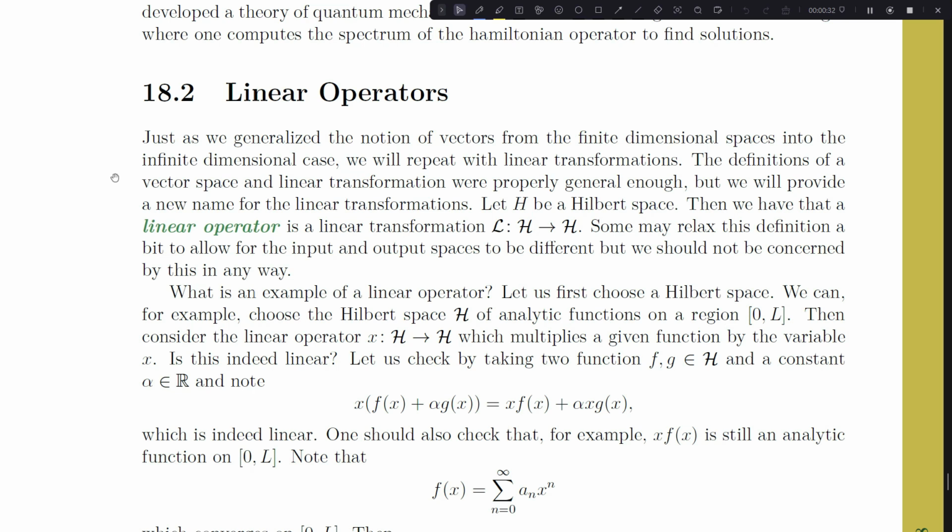Okay, hello again. We're moving on to section 18.2. I'm working with a new writing tablet today, so you'll have to let me know if you notice any differences. I haven't really noticed too many myself, but you'll have to let me know if the video looks different.